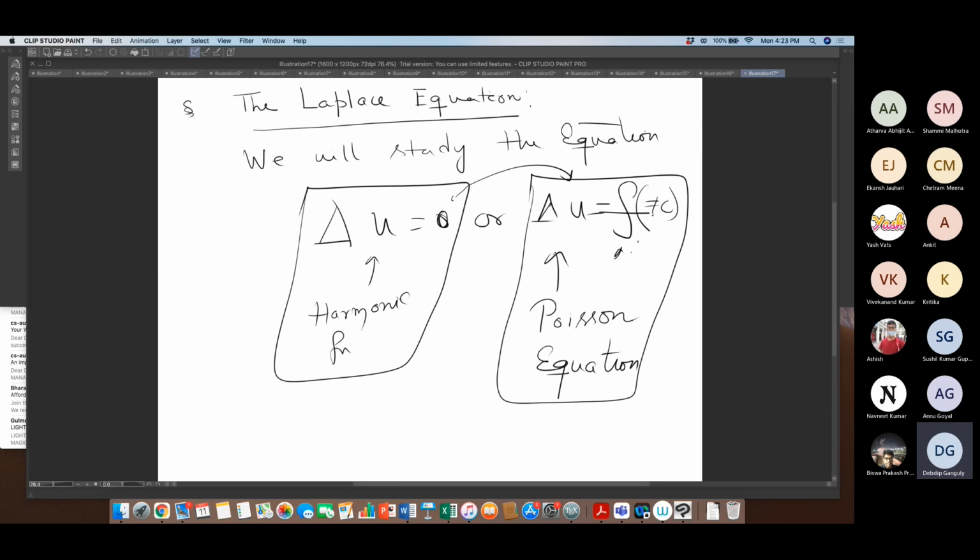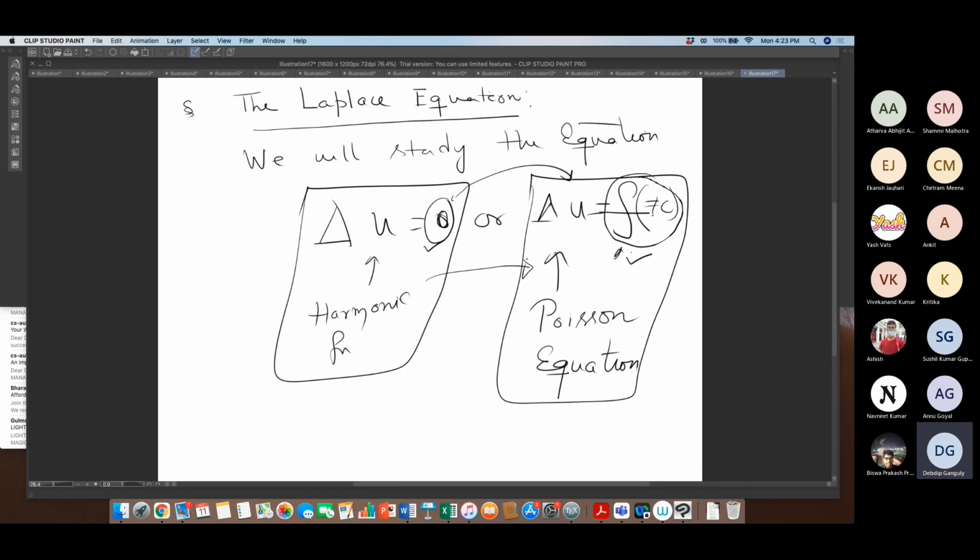This is called homogeneous equation. This is called non-homogeneous, because the source term, this term f, is non-zero. Here the term f is 0. I will explore some of the properties of harmonic functions to study the Poisson equation. Poisson equation means Laplacian u equal to f.